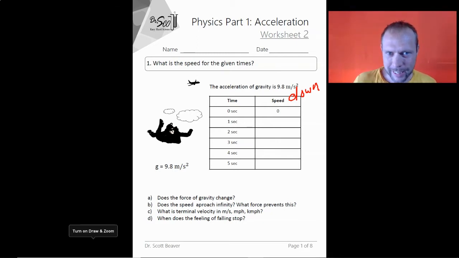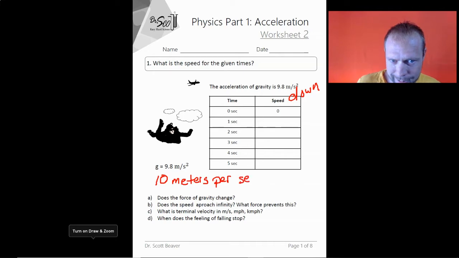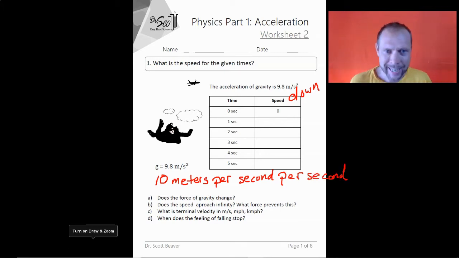So we have the acceleration of gravity, known as little g, which is 9.8 meters per second squared. So I think we'll maybe just round that number to 10, right? And it's 10 meters per second, but it's per second squared. So every second, the skydiver is going to be going 10 meters per second faster, right?